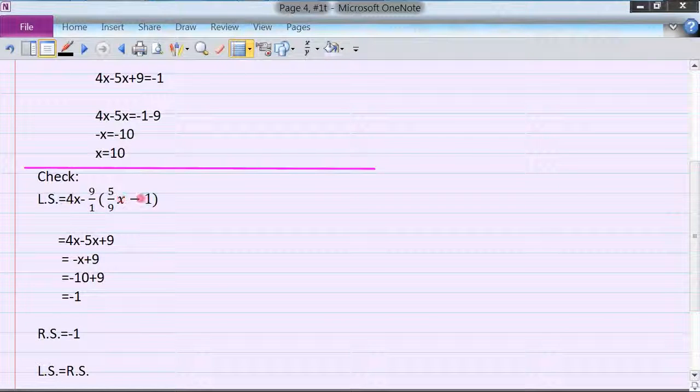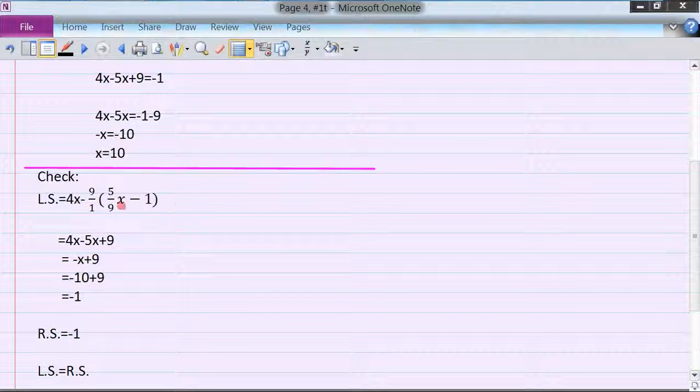Well, first of all, before I do that, I'm going to use the distributive rule. So here's 4x minus 9 over 1 times 5 over 9. The 9's cancel, and so I have minus 5x. And then minus 9 times minus 1 is plus 9. Now I'm going to do 4x minus 5x, gives me minus x. I'm going to replace the x with a 10. So I get minus 10 plus 9, which gives me minus 1.